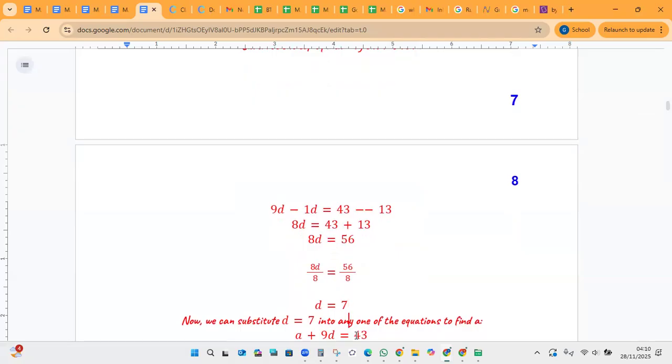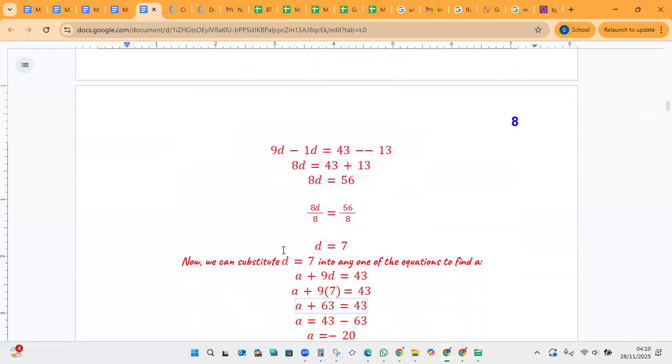We can now substitute d equal to 7 into any one of the equations to find a. So let's choose this one: a plus 9d is equal to 43. We know d is 7, so we substitute 7 in the place of d. So we have a plus 9 times 7 is equal to 43. 9 times 7 is 63, so a plus 63 is equal to 43. Then we simply subtract 63 on both sides, and we have a is equal to 43 minus 63, so a is equal to negative 20.